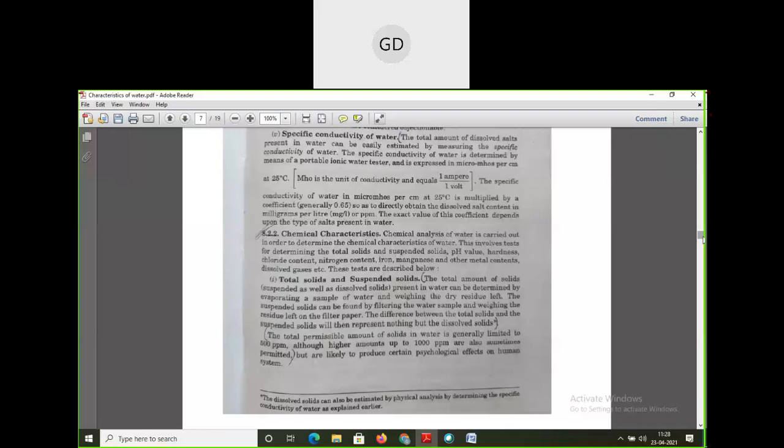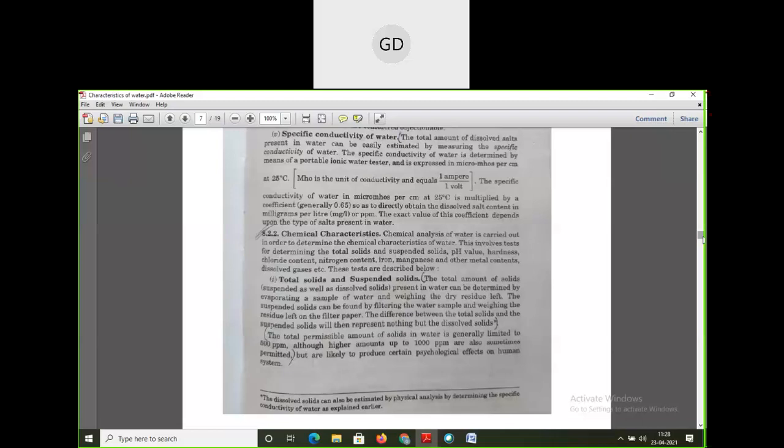Number one is total solids and suspended solids. How will you find out total solids and suspended solids? What is total solids? Total solids is the summation of suspended solids and dissolved solids. So if somebody says that the total solids of this water sample is this much, what do you mean by that?